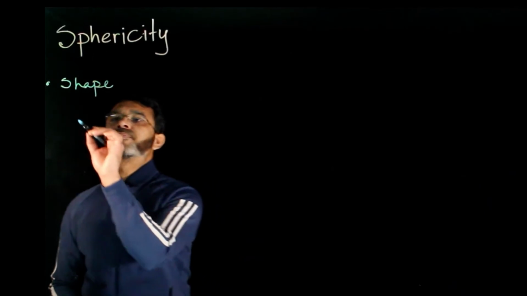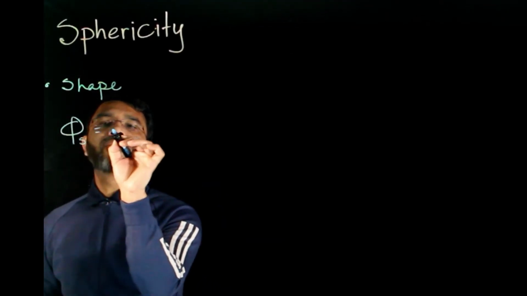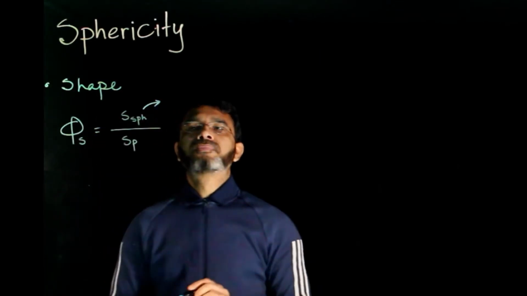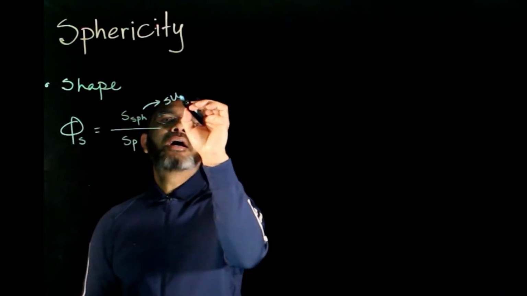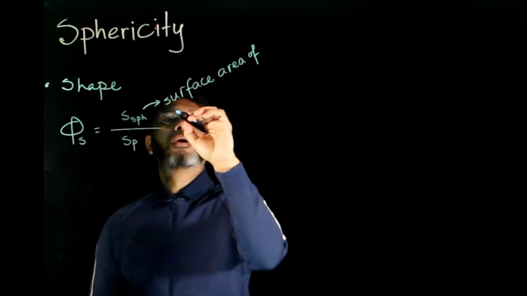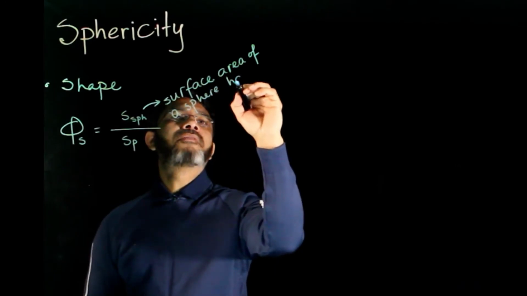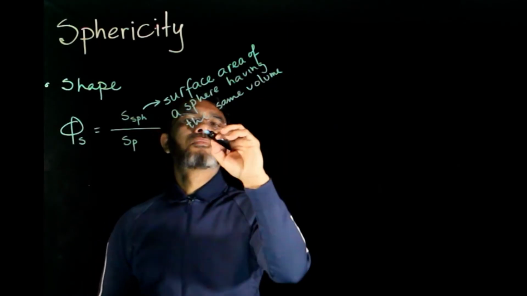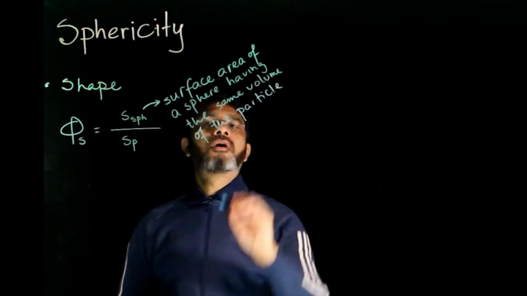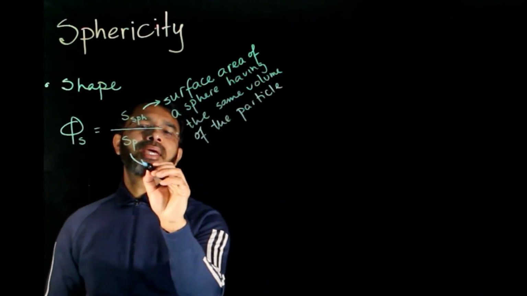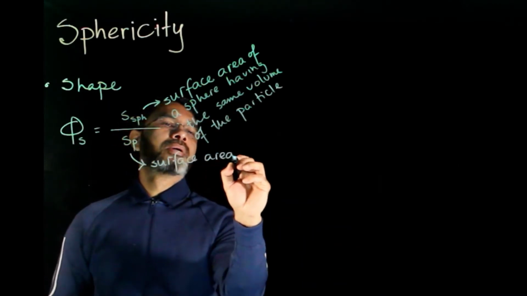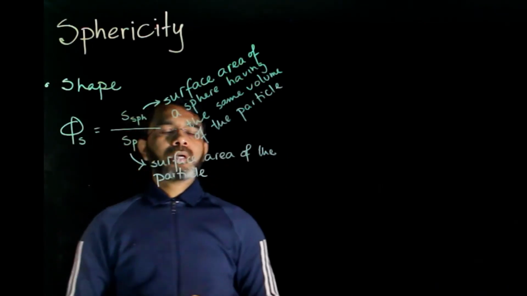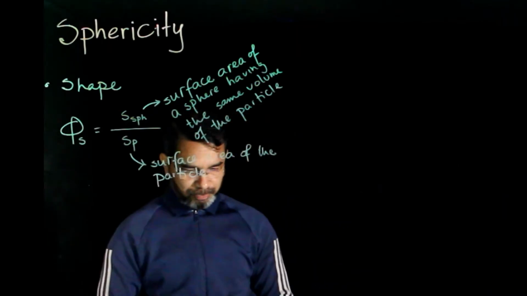Now, the mathematical definition of sphericity is phi s equals Ss over Sp, where Ss is the surface area of a sphere having the same volume of the particle, and Sp is the surface area of the particle. So this is the basic definition of sphericity.